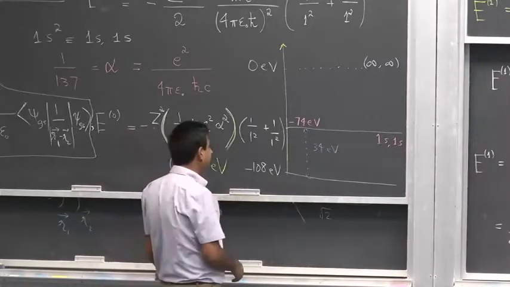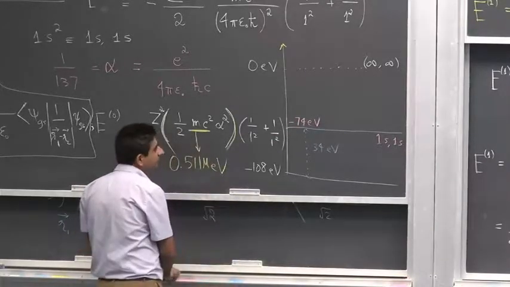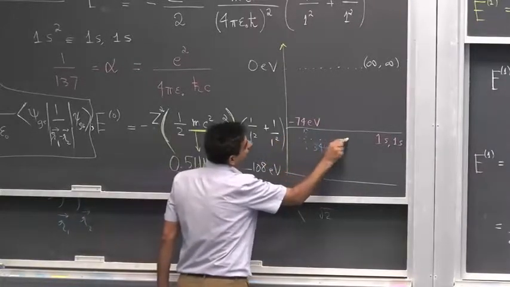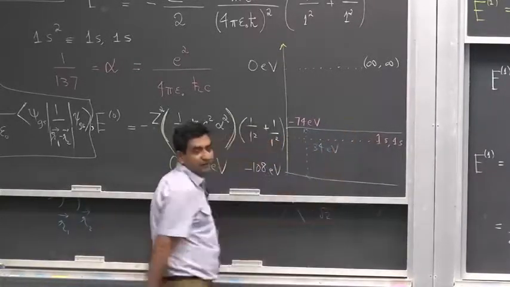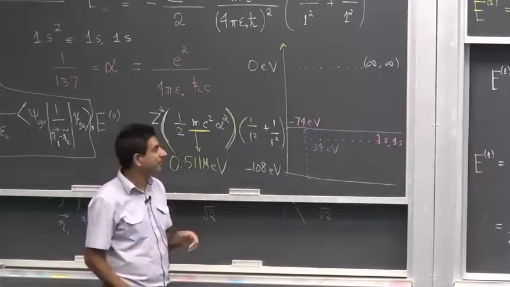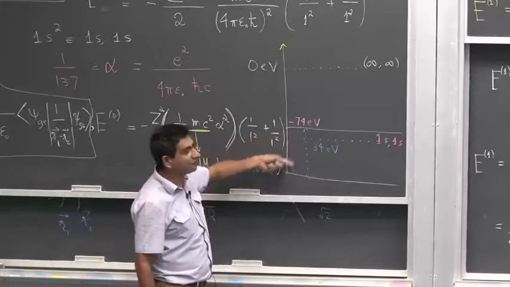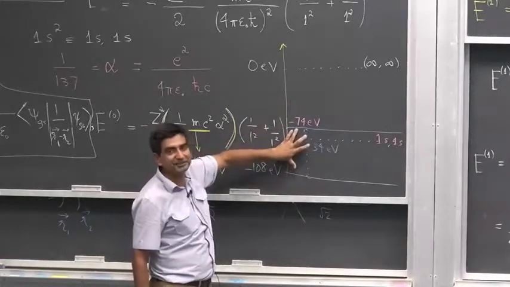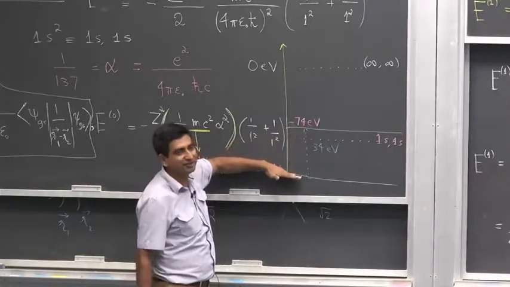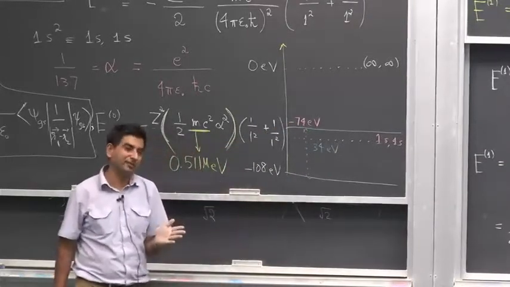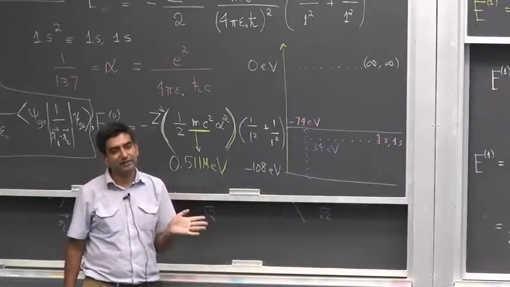Remember, the experimental value is around minus 79 electron volts. So there is a discrepancy of 5 electron volts. Now our technique is not really good, because look, this is about 34 of 100, it's about 30% of the total. The correction is 30% of the total energy.